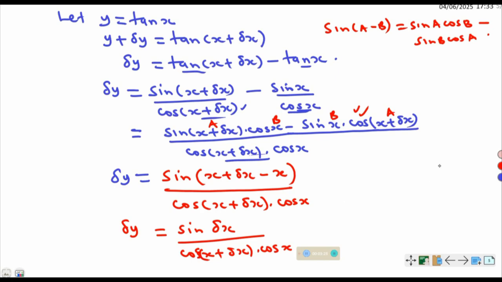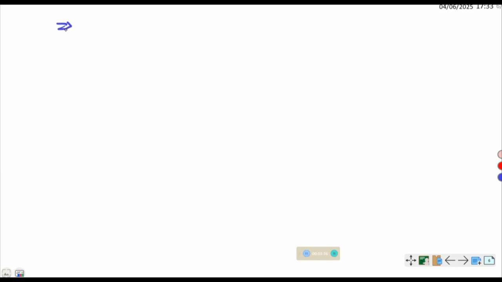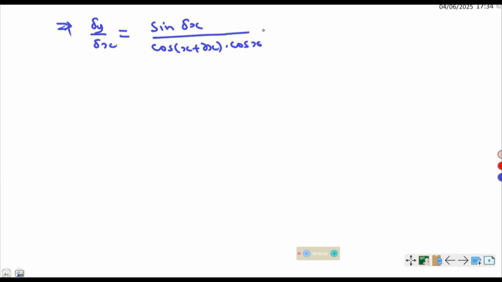So that is what we shall have. From there we shall divide through by delta x, which implies that delta y upon delta x will be the same as sine of delta x upon cos of x plus delta x, times cos of x. We are dividing through by delta x, so we have 1 upon delta x. From that, we shall take the limit.